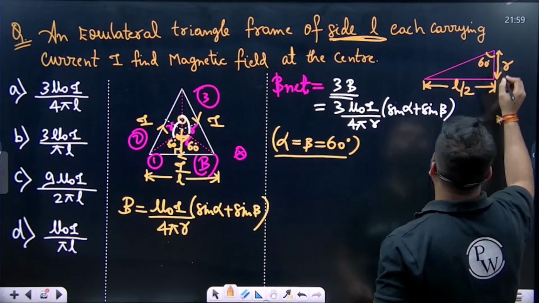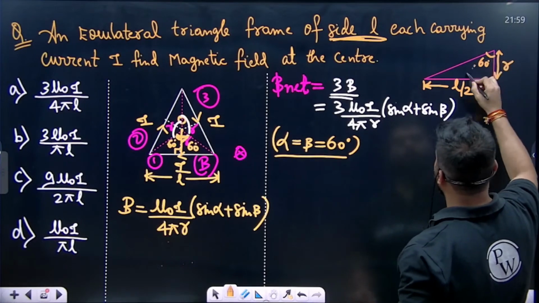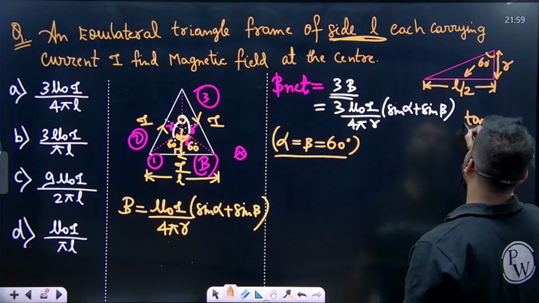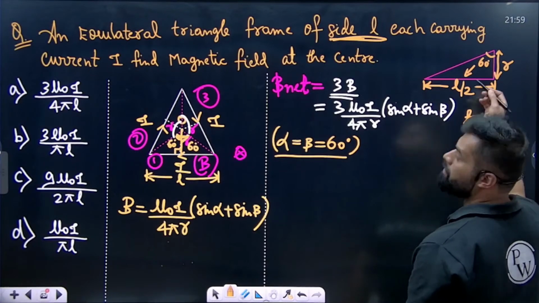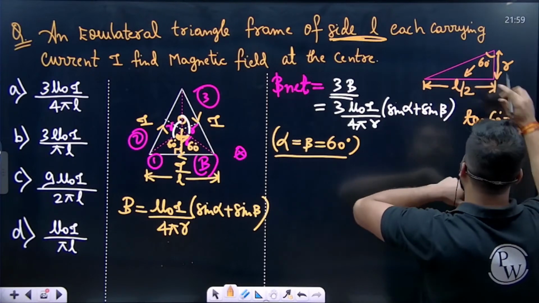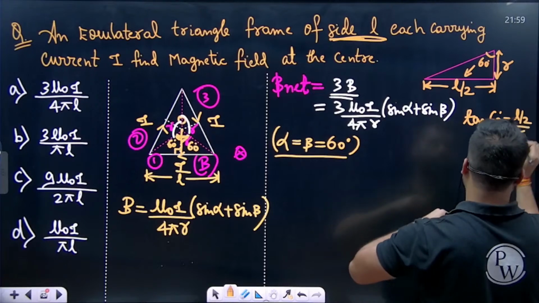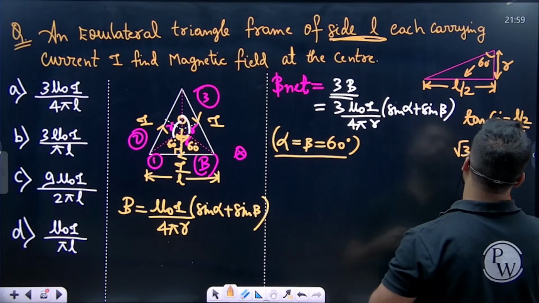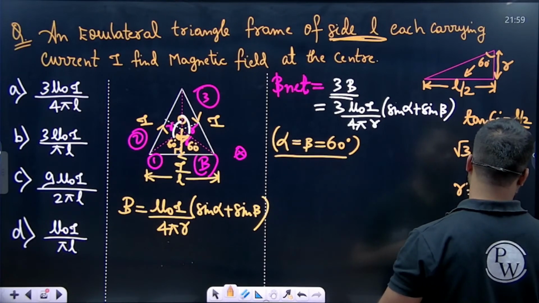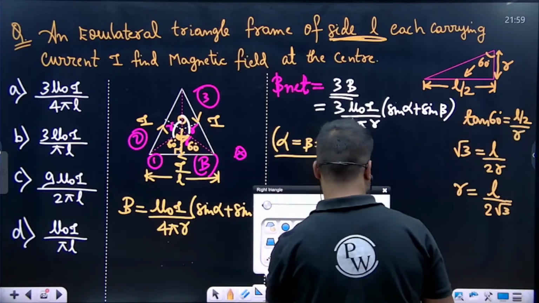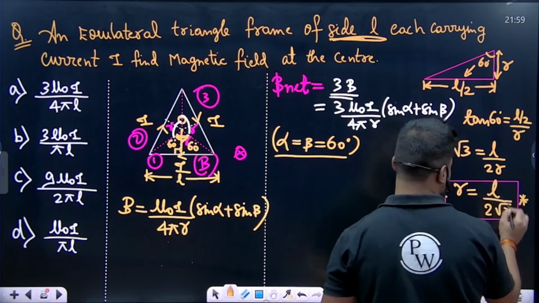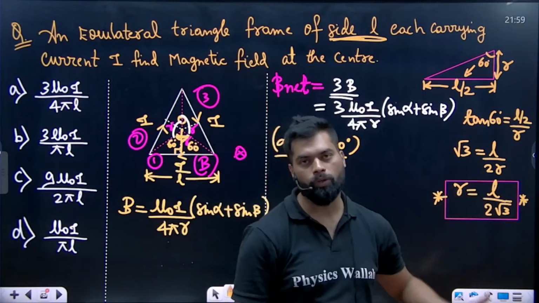Now, for this angle of 60 degrees, the opposite side to the angle is the perpendicular, and this is the base. So can I use trigonometry to solve this? I can use tan. So tan theta, where theta is 60, is perpendicular upon base. So tan 60 is root 3, and that is equal to L by 2R. We have to find the value of R, so that will be equal to L upon 2 root 3. Students, you should remember this value directly because it is very useful and commonly used in physics. So R is equal to L upon 2 root 3.